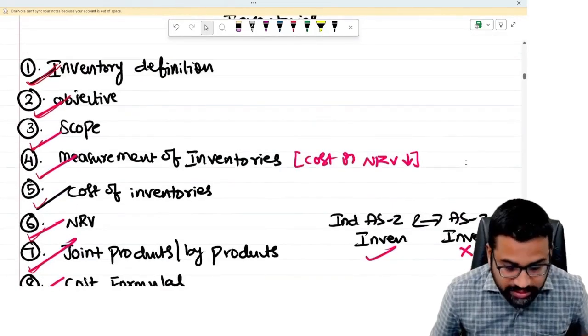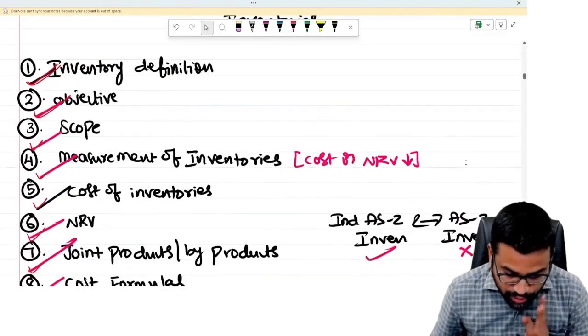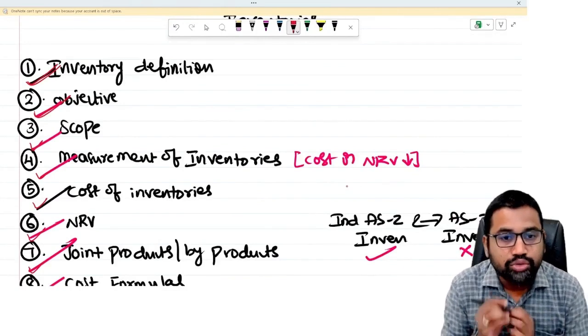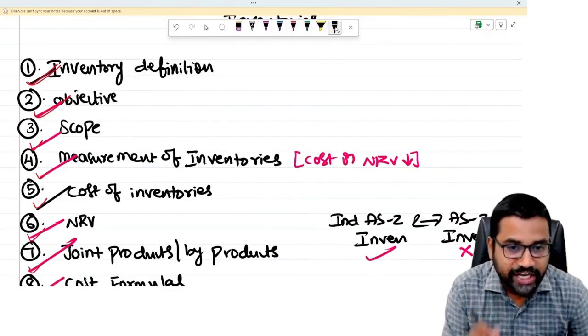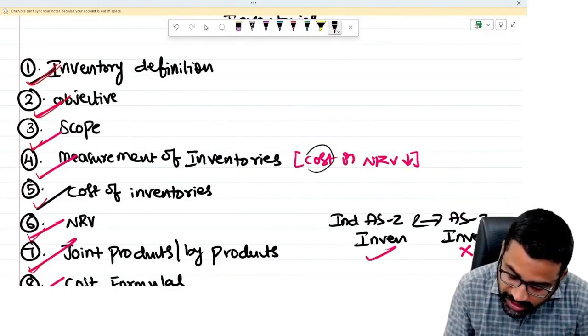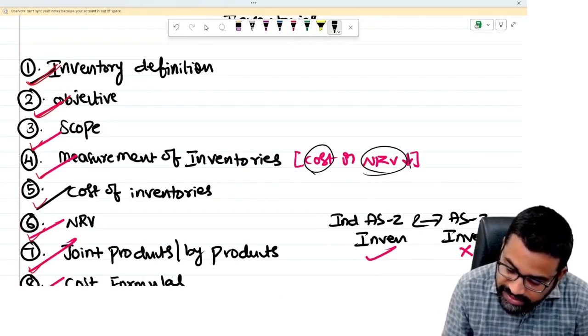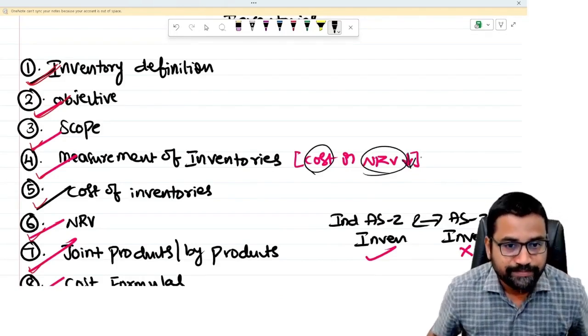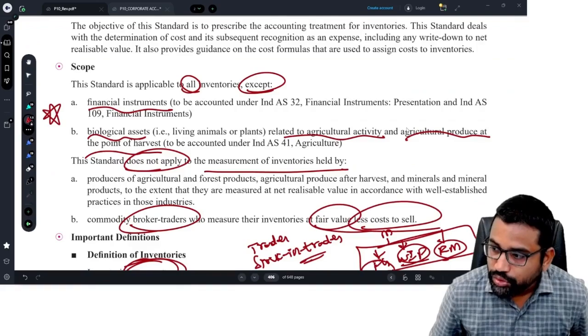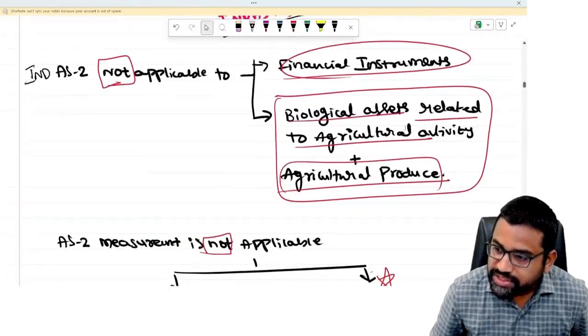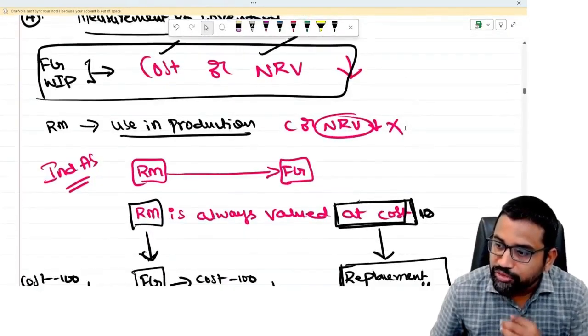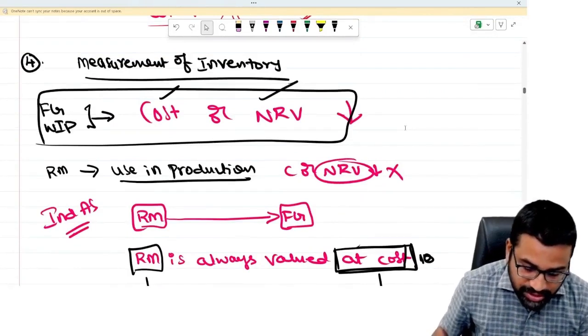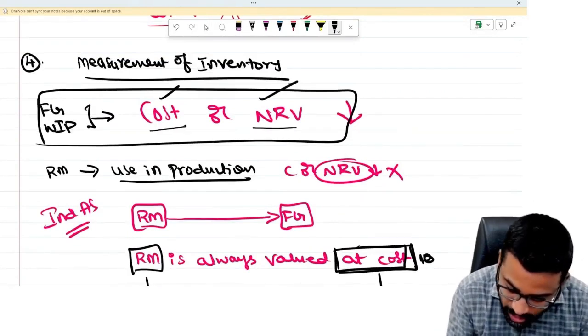So we completed the inventory definition, objective, scope. Now measurement of inventories. Sir, how to measure the inventories? See, if you read Ind AS 2, they clearly said, take the cost, take the NRV, whichever is lower is the value of inventory at the end of the year. So cost or NRV, whichever is lower, that is how we need to measure it. Finished goods, see, cost or NRV, whichever is lower.